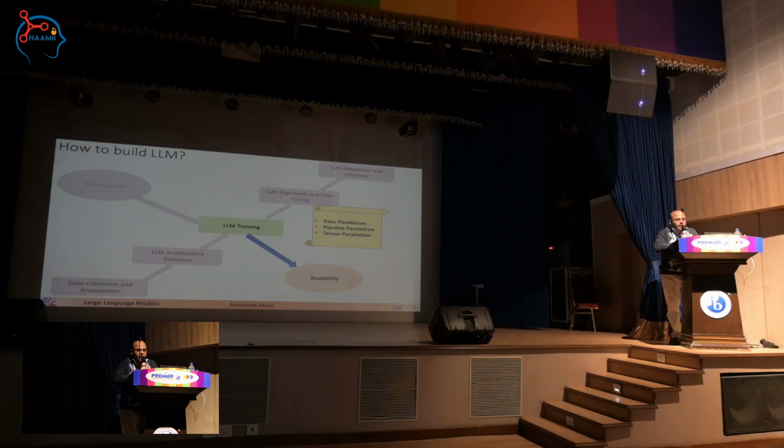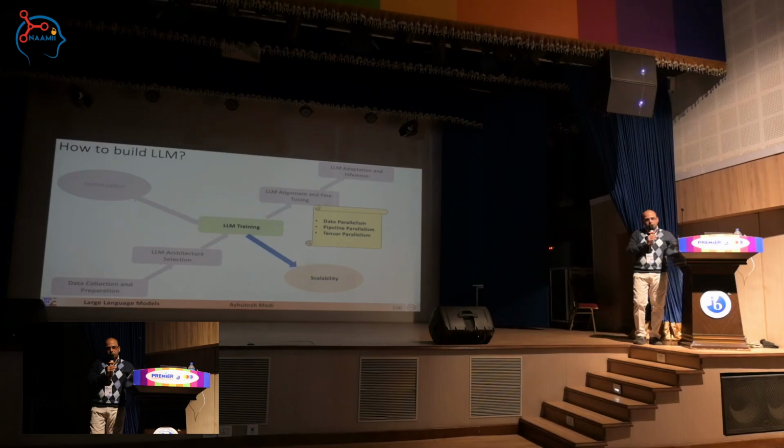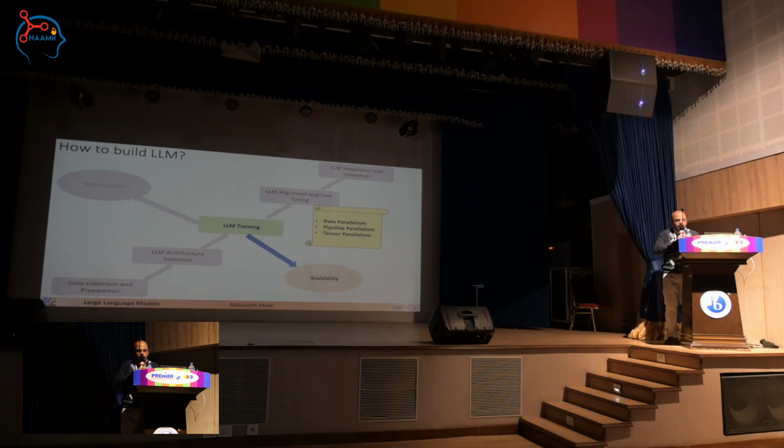Another is pipeline parallelism, where you distribute the different layers of the LLM across GPUs. So one layer, or maybe a couple of layers, might be on one GPU, a couple of layers on another GPU, and then you train this, and then you aggregate the information, aggregate the gradients.